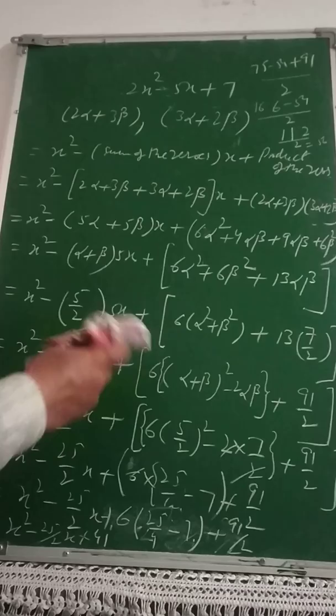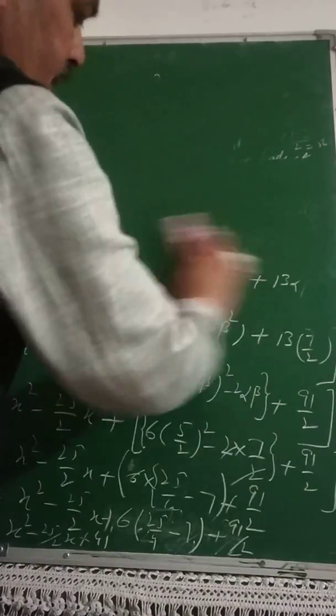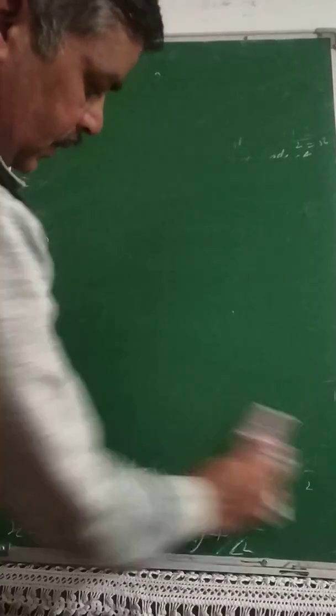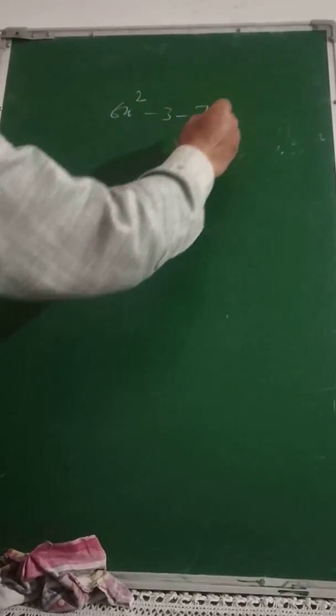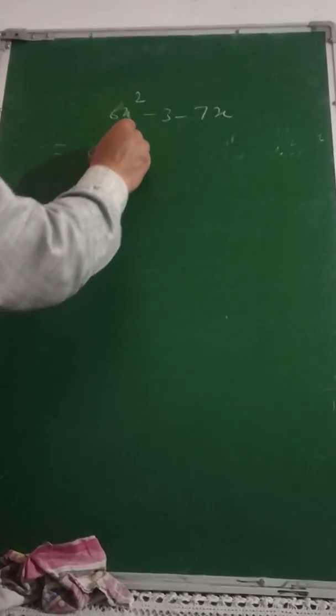Then your fourth question was, find the zeros of the polynomial. I hope all of you are clear with this. 6x square minus 3 minus 7x, and verify the relationship. So please arrange this accordingly: 6x square minus 7x minus 3.